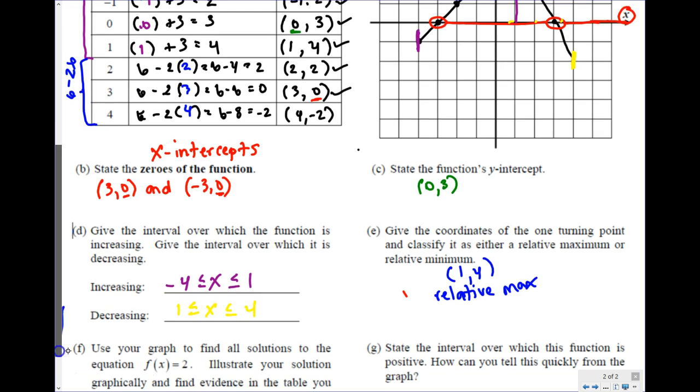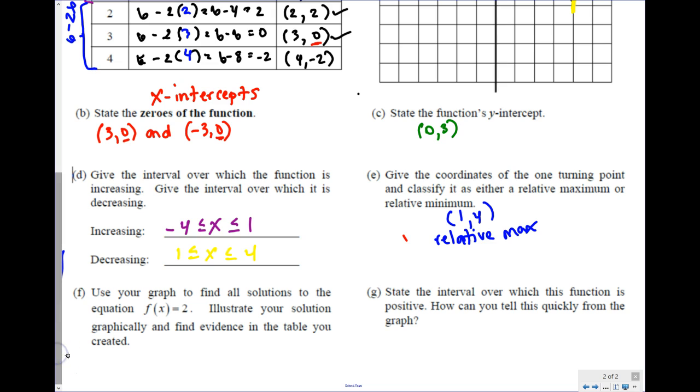F. Use your graph to find all the solutions to the equation f of x equals 2. Illustrate your solution graphically and find evidence in the table you created. So this is a fancy way of saying where y equals 2. Remember, f of x means your output. So where are all the outputs equal to 2? Where are all the y values equal to 2?